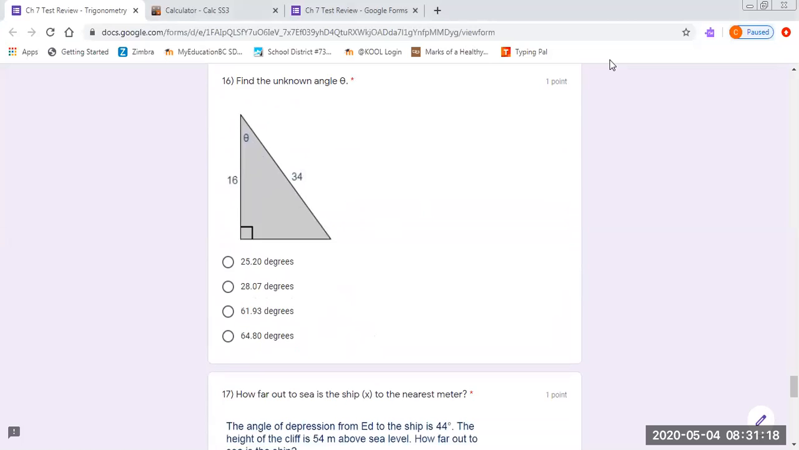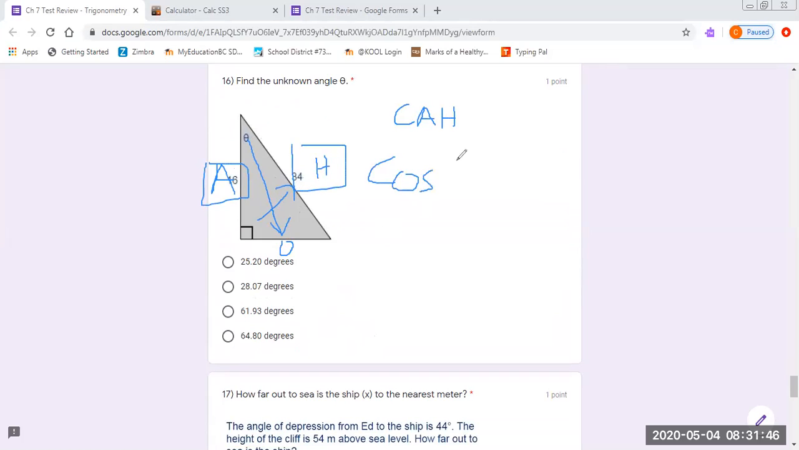So let's take a look at one last angle question here. In this case here, we have the hypotenuse, and here we have opposite, and then this is the adjacent. So the two side lengths we know are adjacent and hypotenuse, which tells us we need to use the cosine function. CAH tells us that. So we are going to be taking cosine of theta, which is equal to, and it's adjacent, so that's 16 over 34.